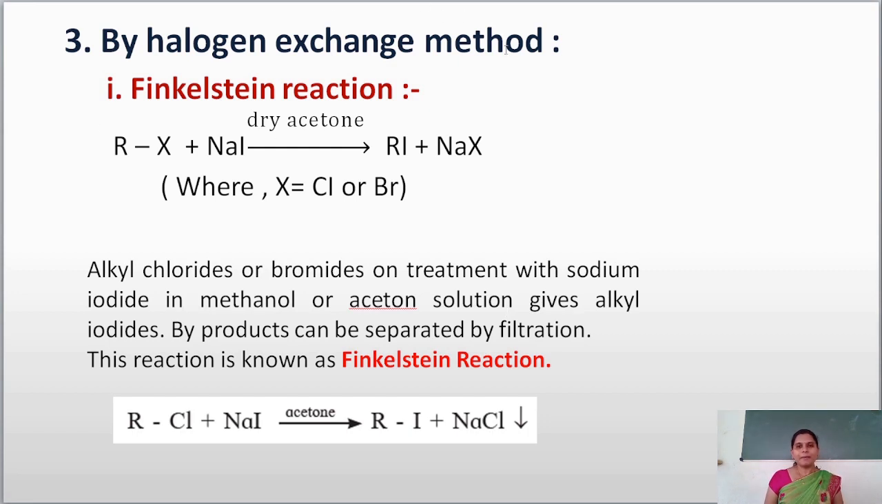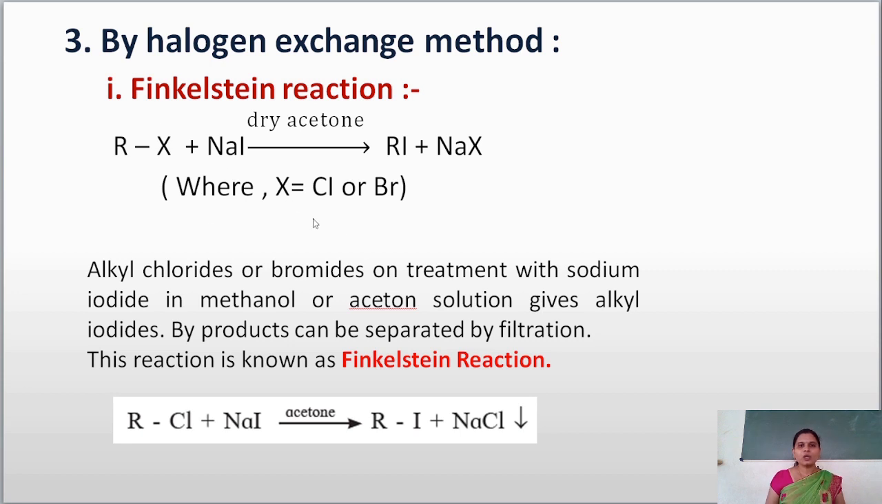Now in this halogen exchange method there are two named reactions. First is the Finkelstein reaction. The general reaction for the Finkelstein reaction is like this: RX, that is alkyl halide, reacts with sodium iodide, that is NaI, in presence of dry acetone, and we will get alkyl iodide and NaX, that is sodium salt of the corresponding halide, as a precipitate.